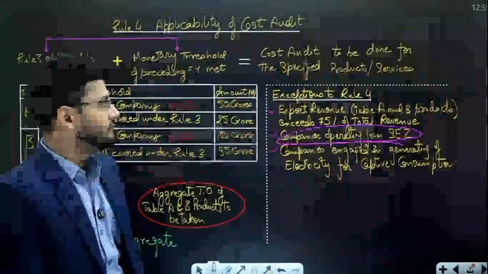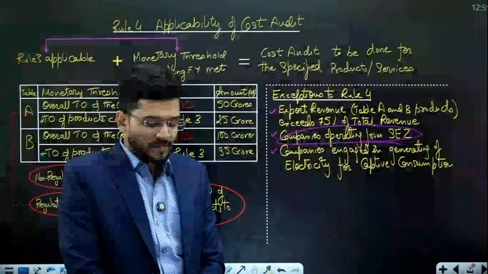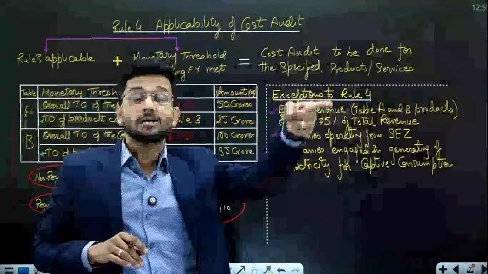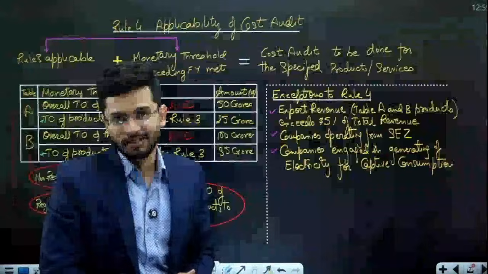So if you are a company operating from an SEZ, Special Economic Zone unit, you are not required to get your cost audit done. But again, cost records are required to be prepared if your threshold is met. Cost audit is not required to be done.